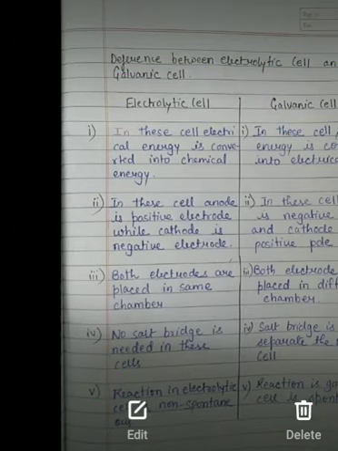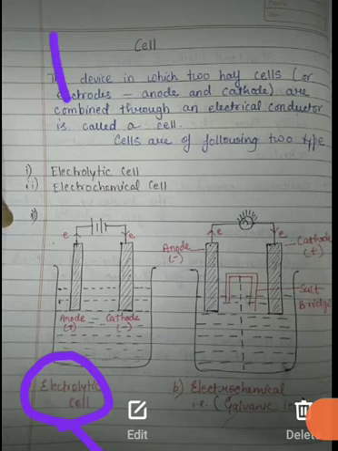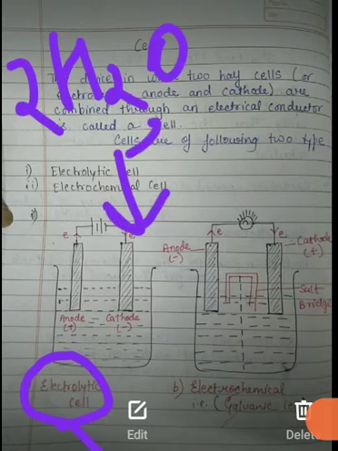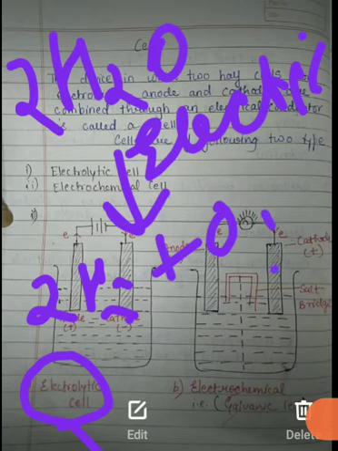How can we understand this? Suppose here you are seeing an electrolytic cell, so simply take an example of electrolysis. When you see the decomposition of water, what happens when we pass electric current? Then it dissociates into H2 and O2. Here, what is the meaning of non-spontaneous?